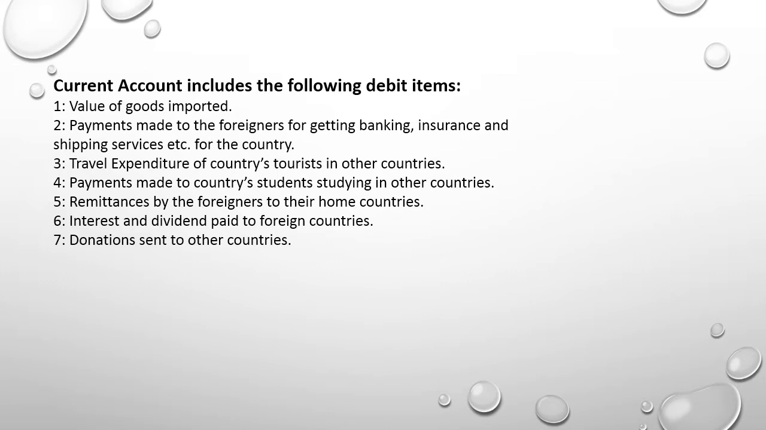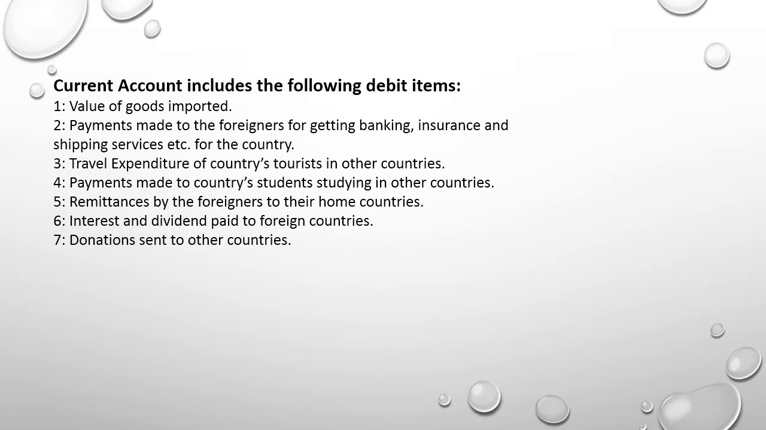Number five, remittances by the foreigners to their home countries. Just as our people have gone to other countries to earn their livelihood and they send foreign exchange to Pakistan to their relatives, similarly, the foreigners who are living in Pakistan and earning here send money to their relatives in their country. So this is a debit item because in it foreign exchange goes out of our country.